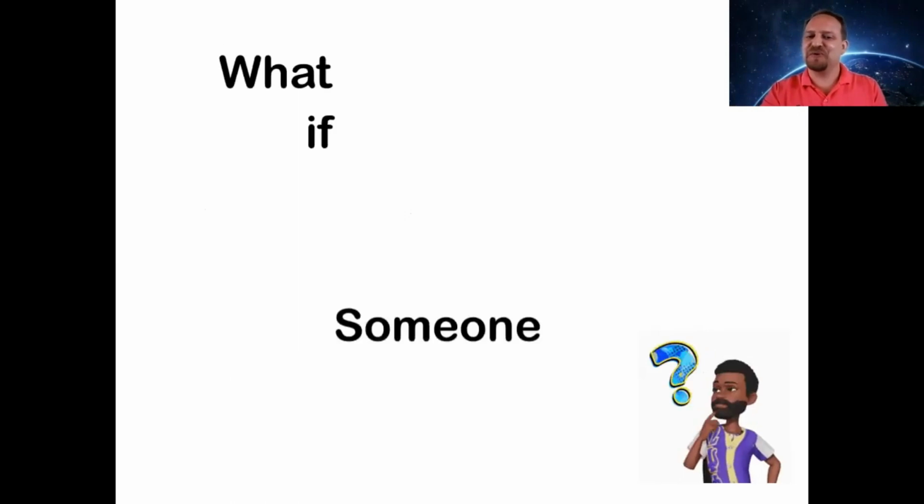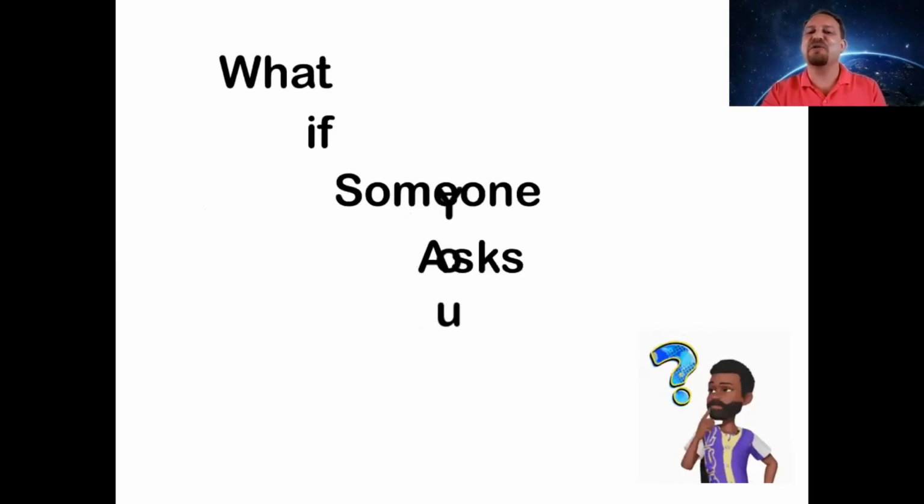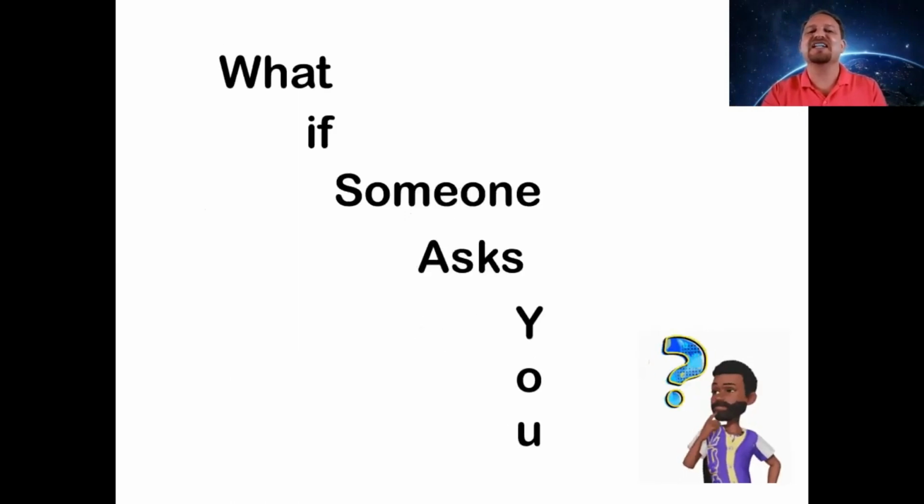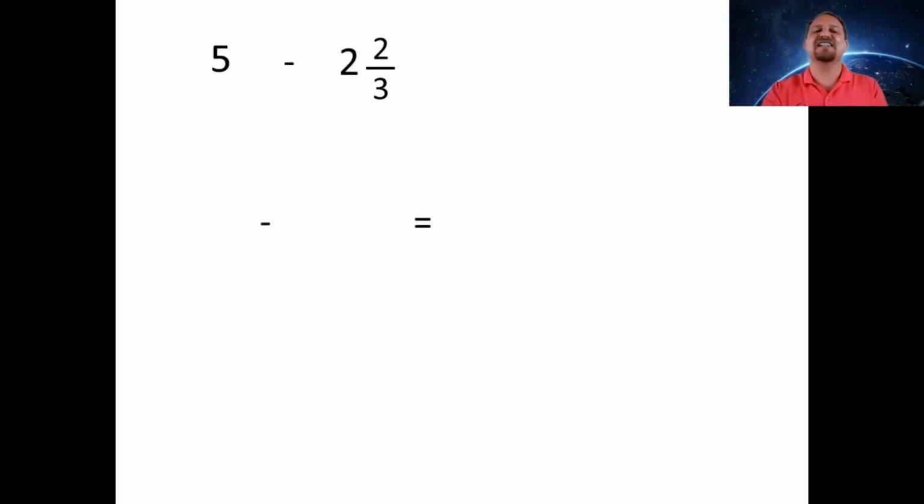Okay, last example. What if you see a question, or what if someone asks you this? So you have 5 minus a mixed number, 2 and 2 over 3. Well, the key to answering this question is turning the whole number 5 into a mixed number. How do we do that? Let's have a look.